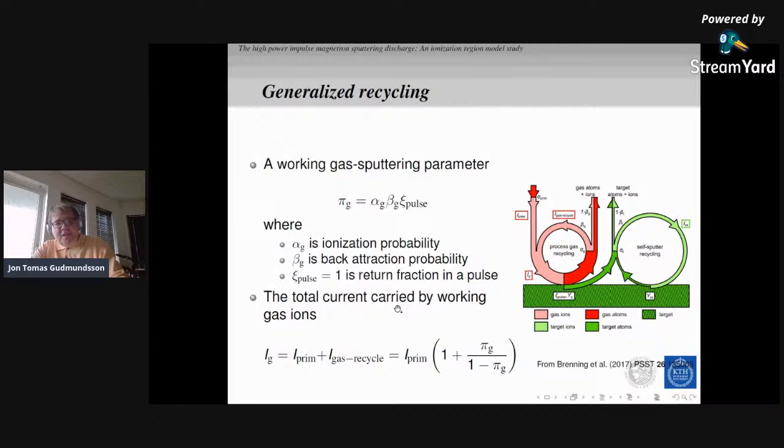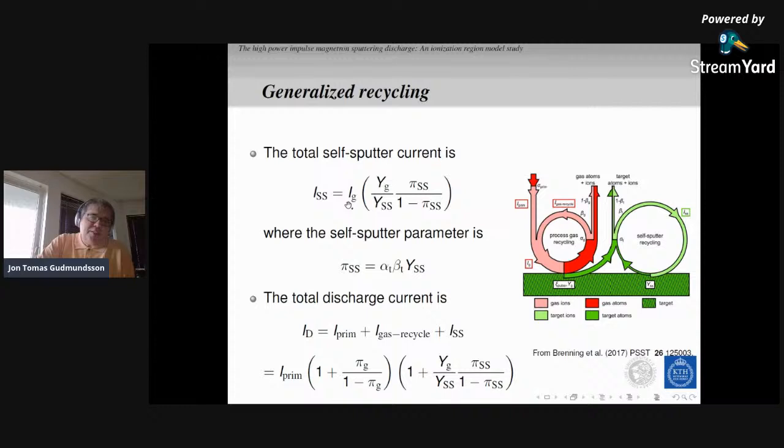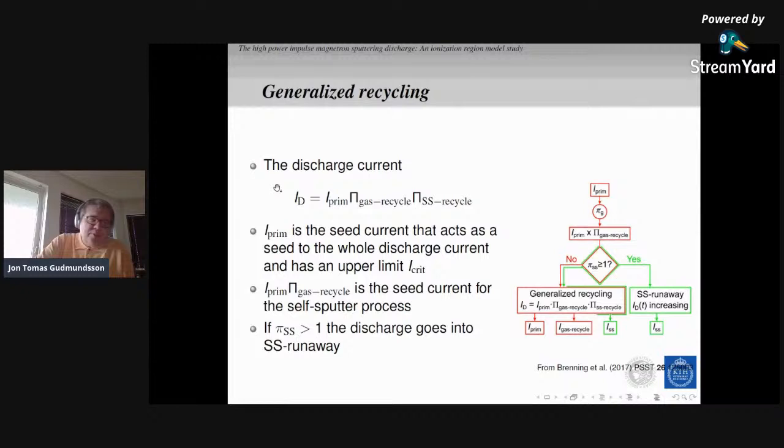Okay, so this is for the working gas. We can do the same for the self-sputter current. It is basically this current due to the gas ions times some multiplication factor, which now depends on the ionization probability, the back attraction probability, and the sputter yield. So the total current is this primary current multiplied by the gas ions multiplication factor and the sputtered species multiplication factor. So basically it means that we have some seed current that is multiplied by the recycling.